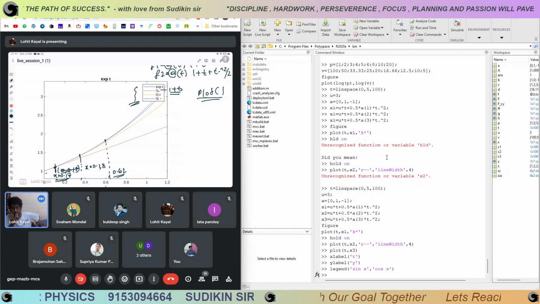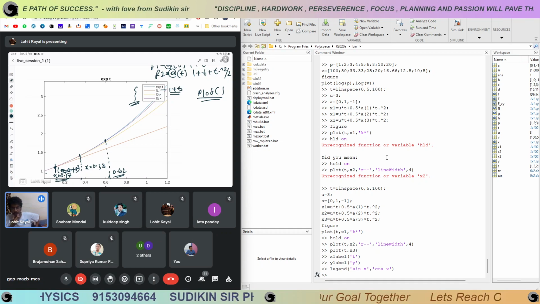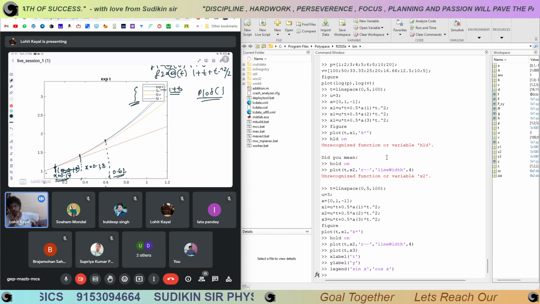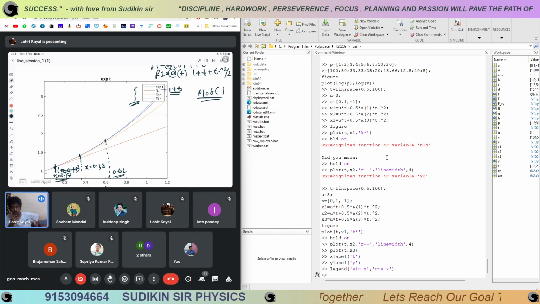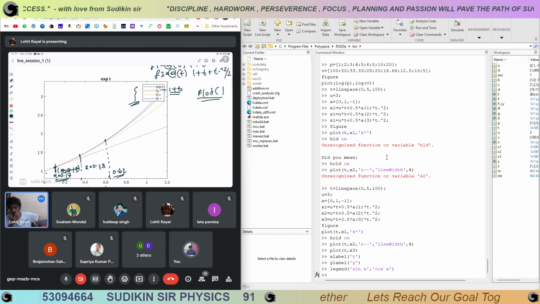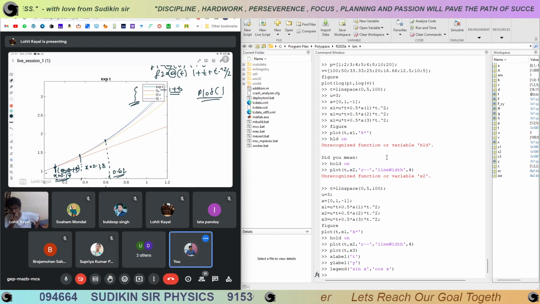I don't think it is possible. You have to write in the script file and save it. I don't think it is possible in the command window. Most probably no. Okay, so I have to save it in some other text file.